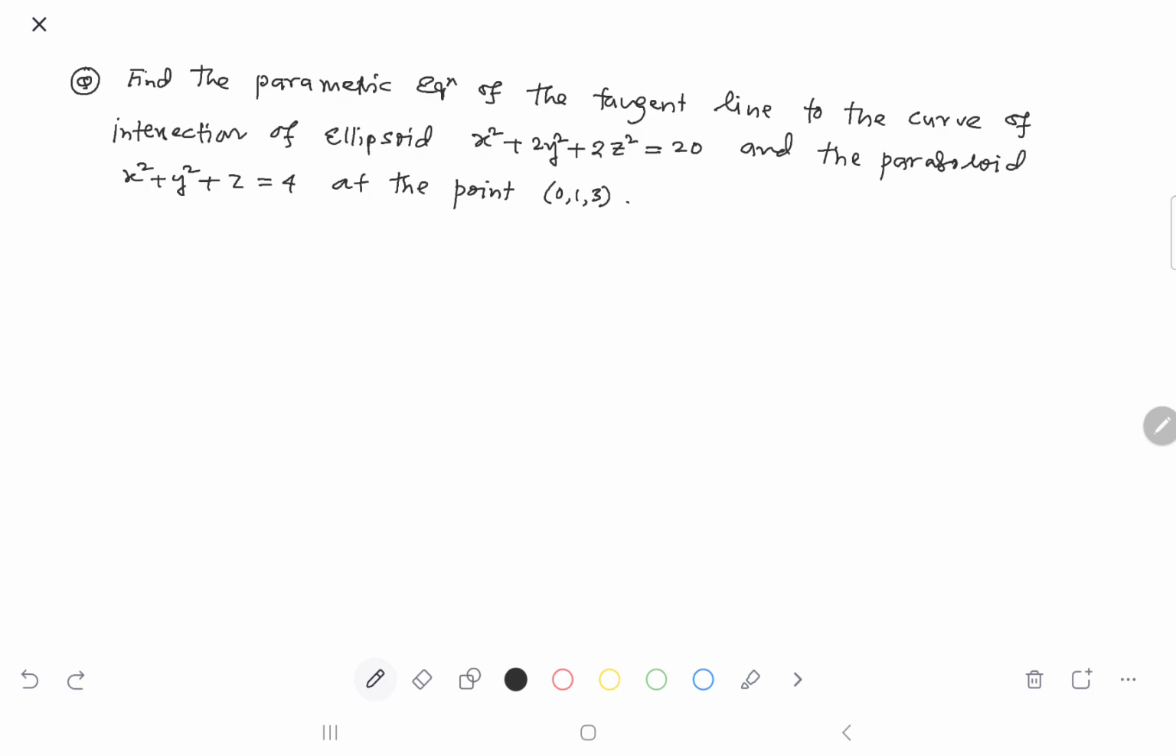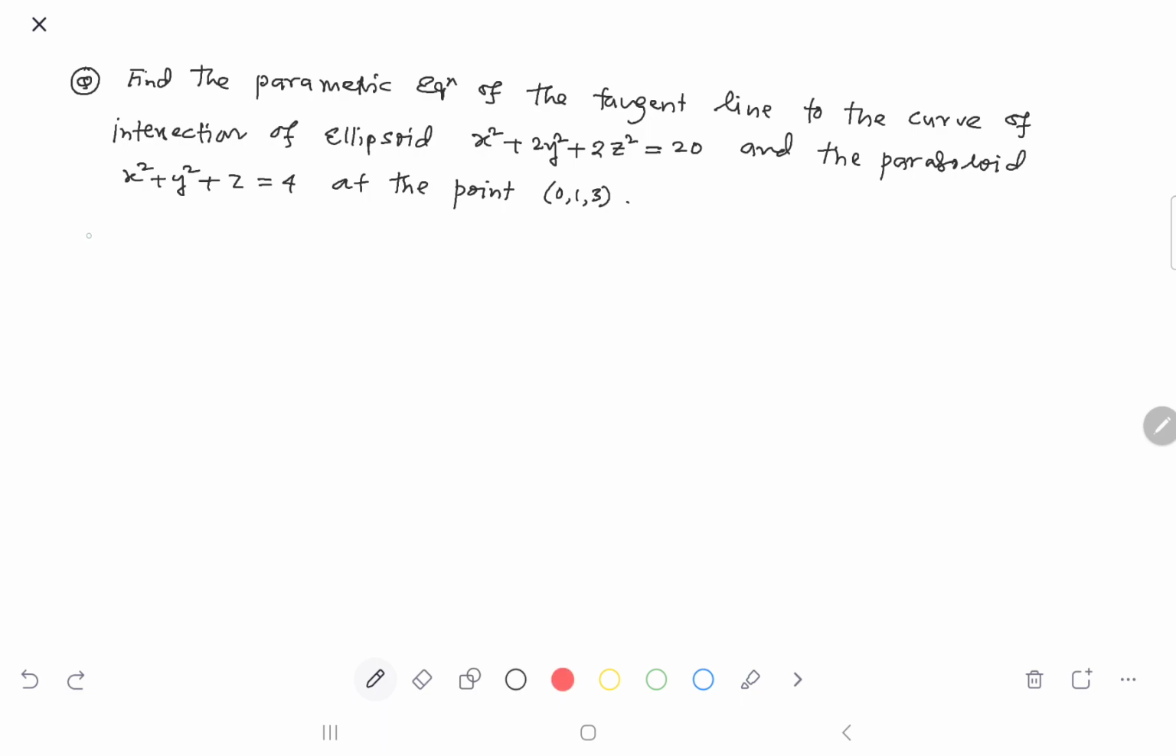Can you see the question, Mayan? Yeah. Okay. So can you read it, please? It says find the parametric equation of the tangent line to the curve of intersection of the ellipsoid x squared plus 2y squared plus 2z squared equals 20, and the paraboloid x squared plus y squared plus z equals 4 at the point (0, 1, 3).